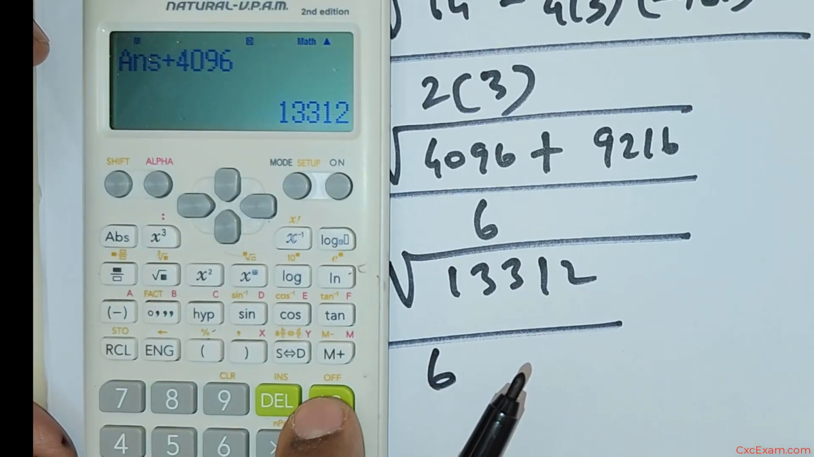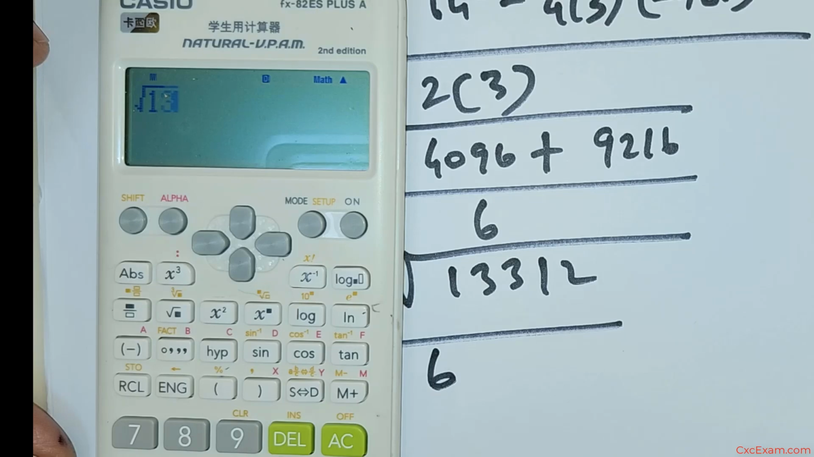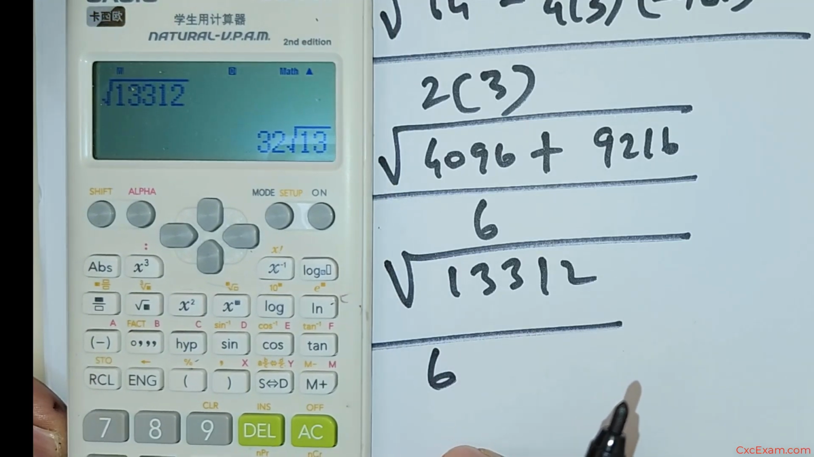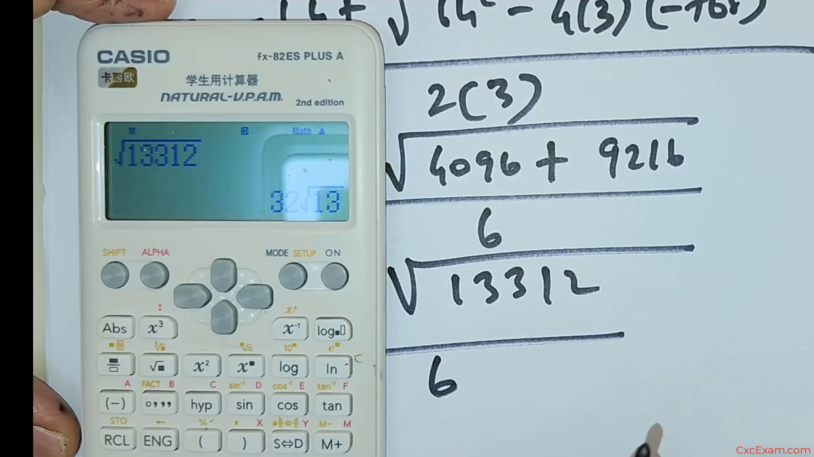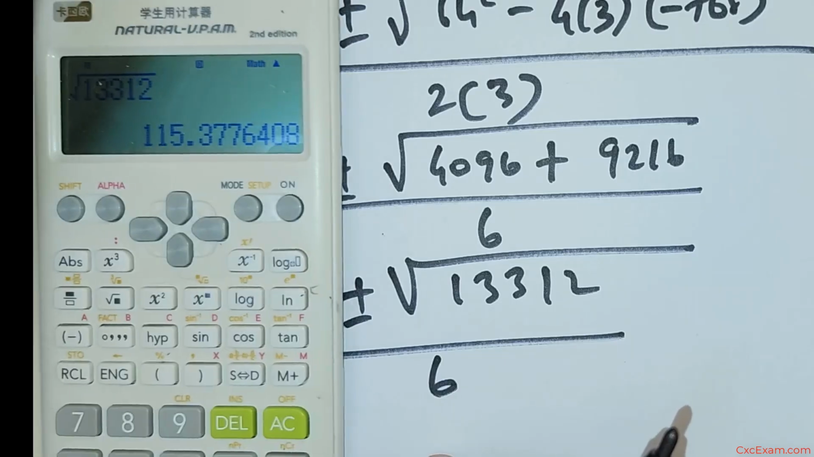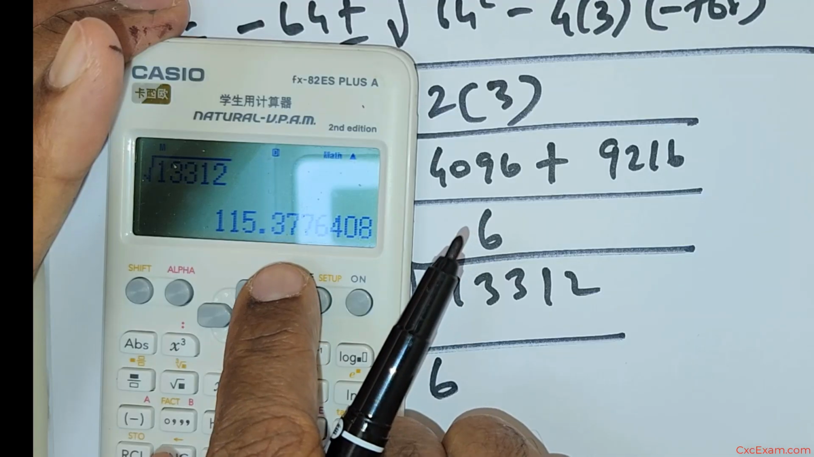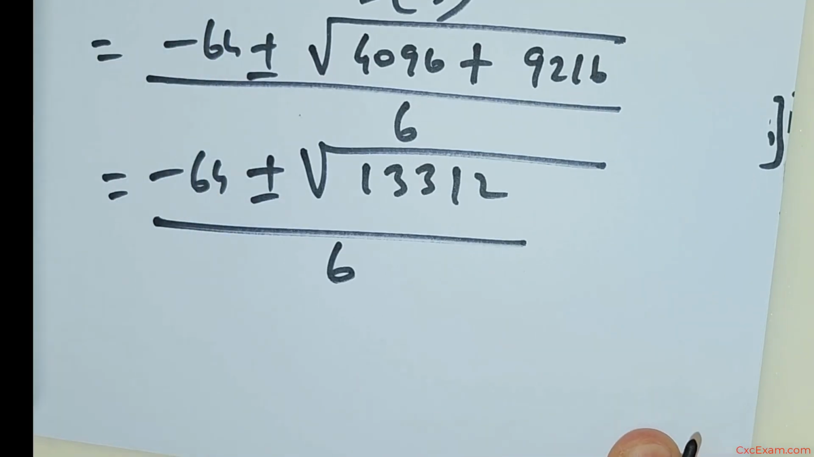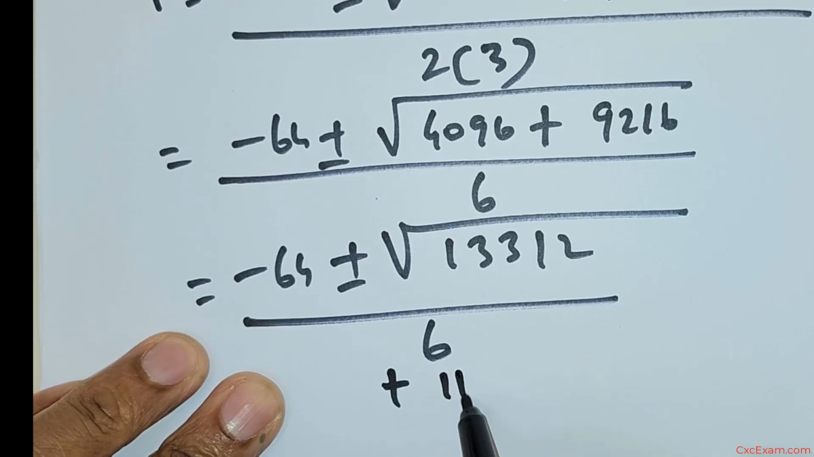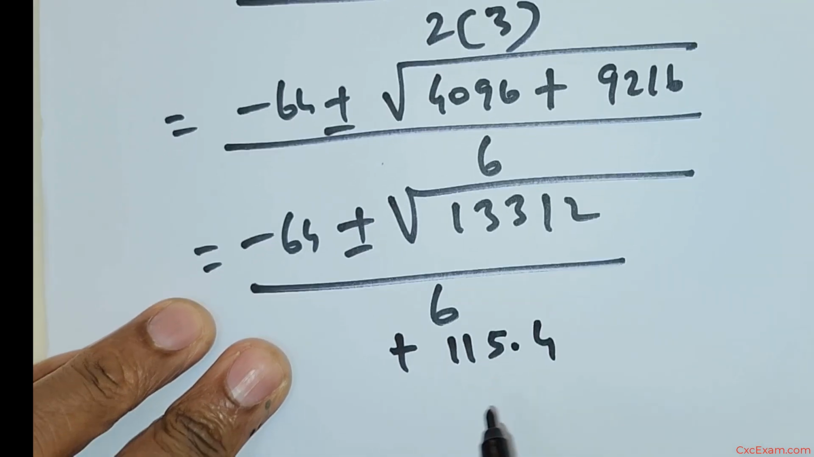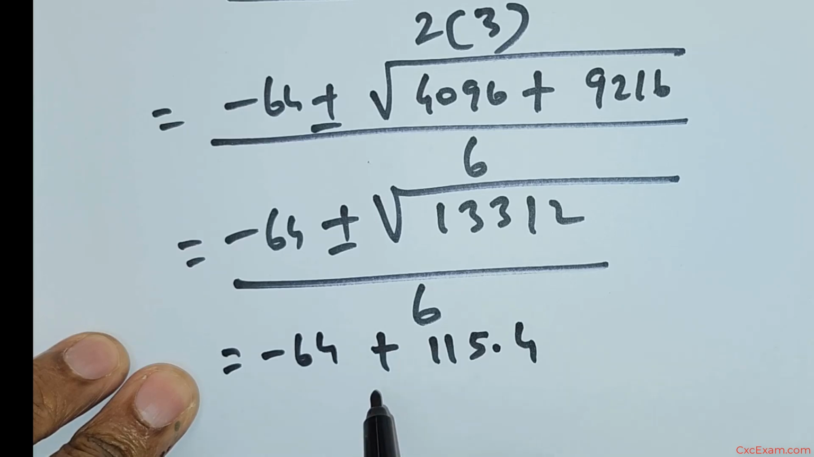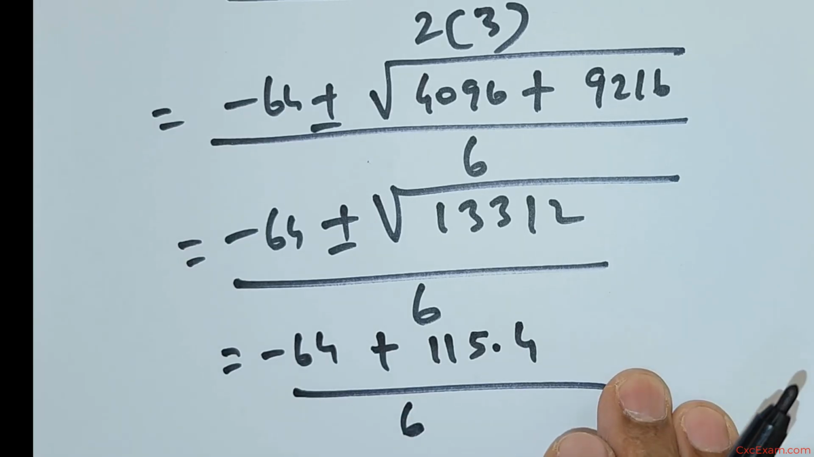So I take the square root of this value. The square root of 13312 gives me 32 times root 13. Let me evaluate it. That's giving me 115.37, and I'm going to take it to 115.4. So plus 115.4 negative 64, divided by 6.